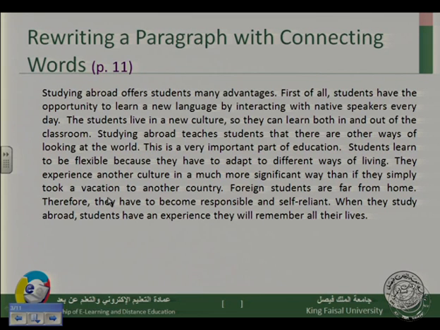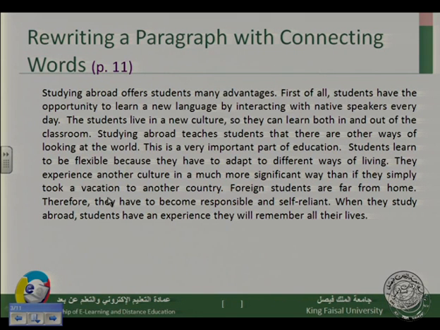Let's read it together. Studying abroad offers students many advantages. First of all, students have the opportunity to learn a new language by interacting with native speakers every day. The students live in a new culture, so they can learn both in and out of the classroom. Studying abroad teaches students that there are other ways of looking at the world. This is a very important part of education. Students learn to be flexible because they have to adapt to different ways of living.